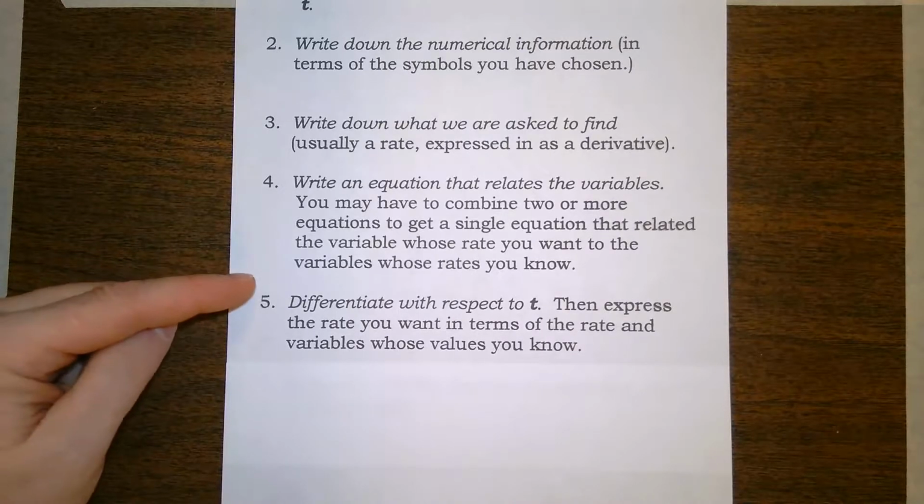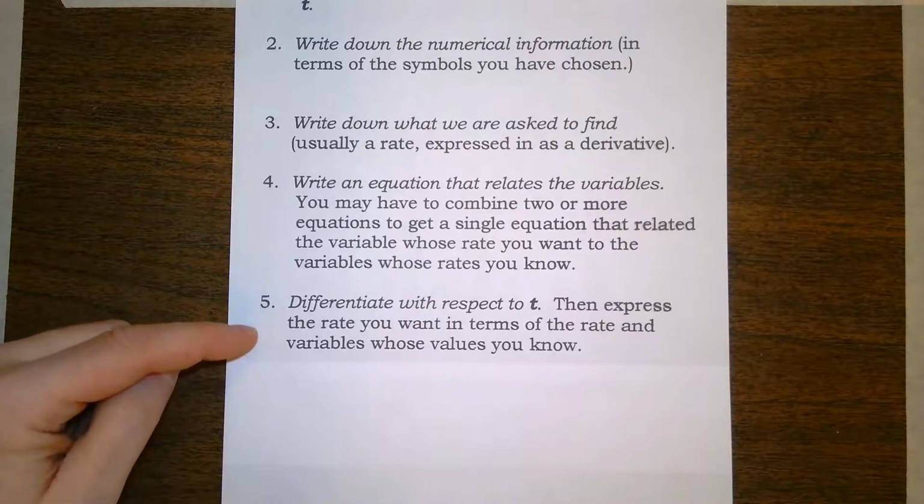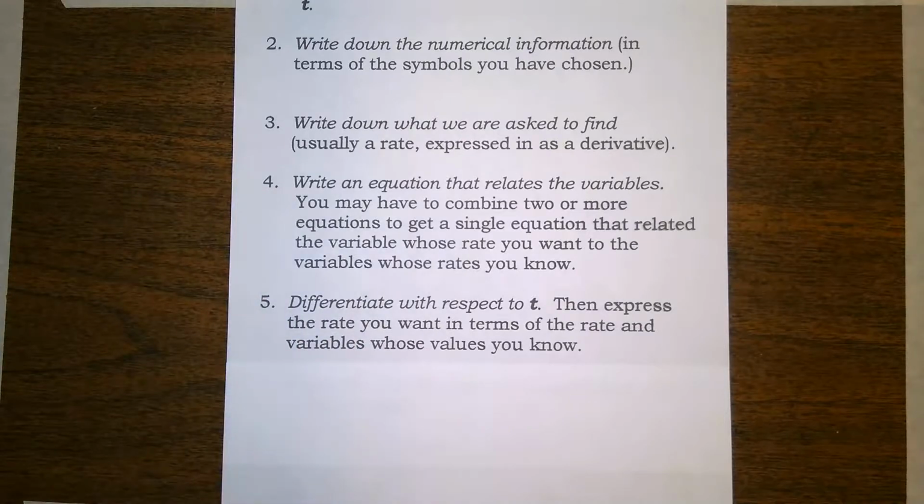So differentiate with respect to t, and then express the rate that you want in terms of the rate and variables whose values you already know. In other words, take this new equation and solve it for the rate that you want to know. And then everything else we should know. All of the other variables and all of the other rates should be given us in the problem.